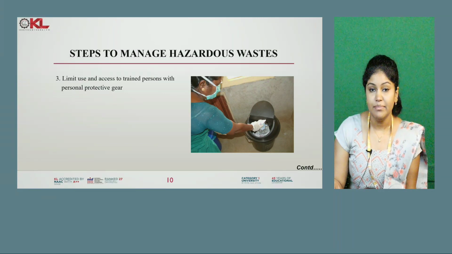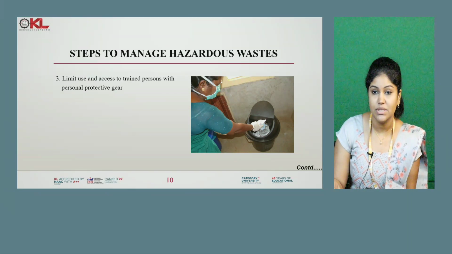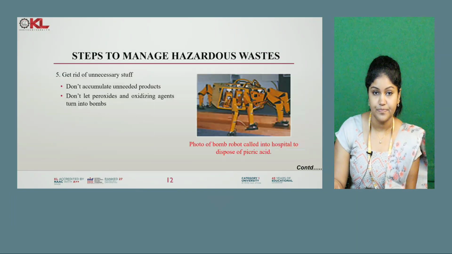And the third step is limit use and access to trained persons with PPE, that is personal protective gear. Here you can see a lady keeping the waste in the dustbin. At that time we have to use a proper PPE kit. We have to train the persons so that when they handle hazardous waste, they properly wear the PPE kit. And the fourth one is use engineering controls such as ventilation hoods. In the lab or research facilities, if you are taking any hazardous chemical, we have to keep it inside the fume hood and handle the chemicals there.